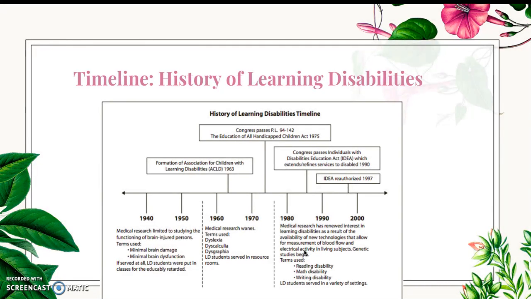This is the timeline of the history of learning disabilities. Notably, in 1963, an association for children with learning disabilities was formed. And then in 1975, Congress passed the PL 94-142 Act. In 1990, Congress passed the Individuals with Disabilities Education Act, and then it was reauthorized in 1997.